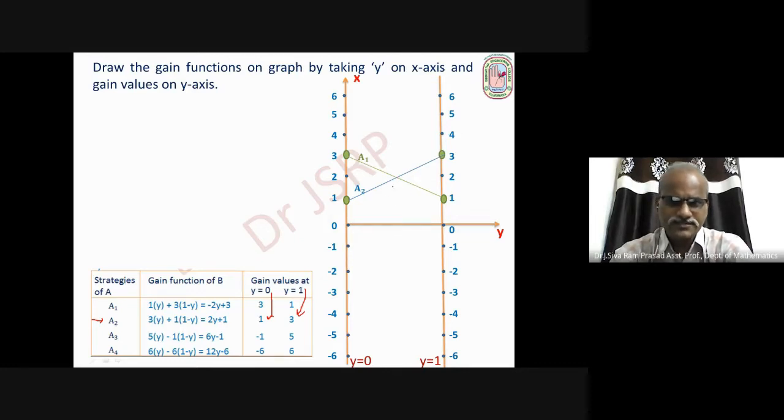First, identify the points for the third line, A3. For y equals 0, the gain value is -1.